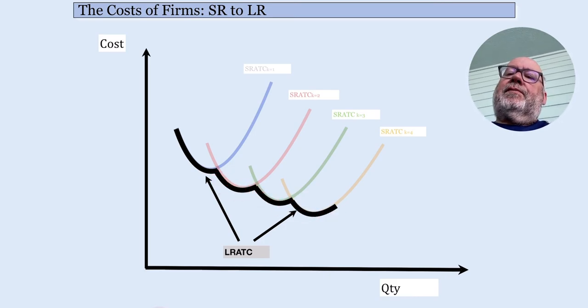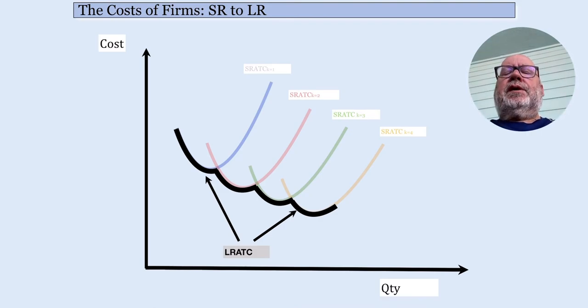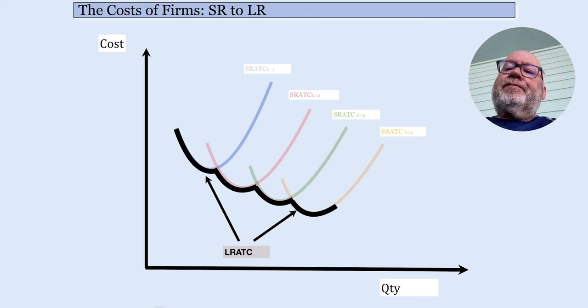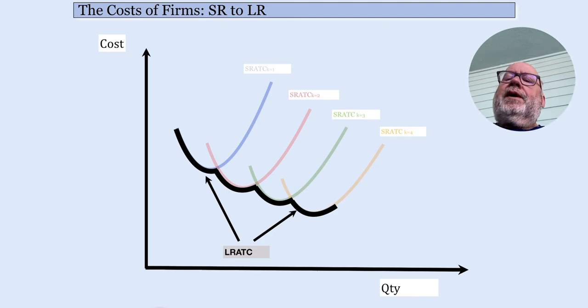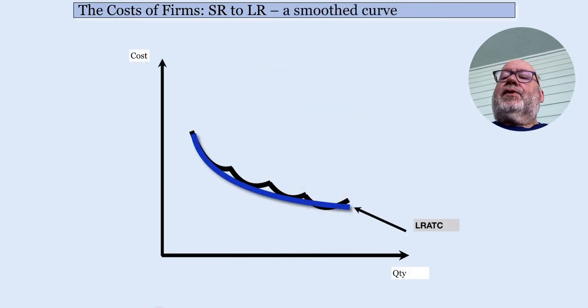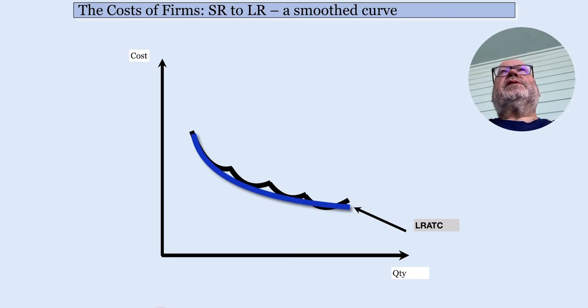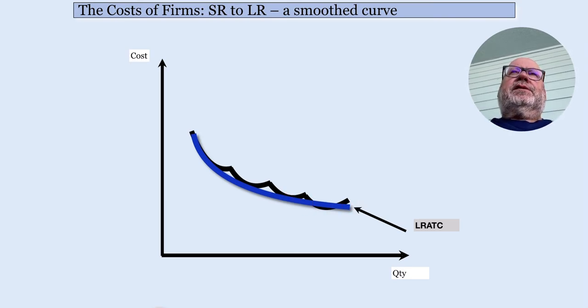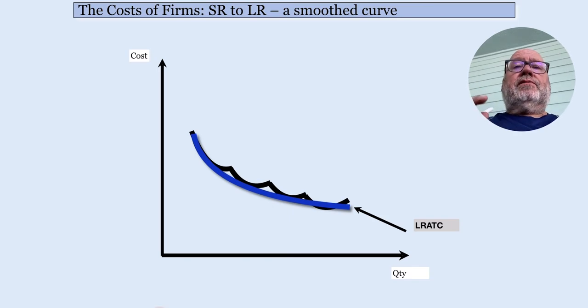Now, some people argue it joins the lowest point of the short run cost curves. It doesn't. It could go up a little bit, it just depends how you draw them. And for simplicity, what we do is we smooth it out to that blue curve, and so that's why we draw the long run cost curve. But as I say, it is not necessarily just joining up the lowest points of the short run curves.